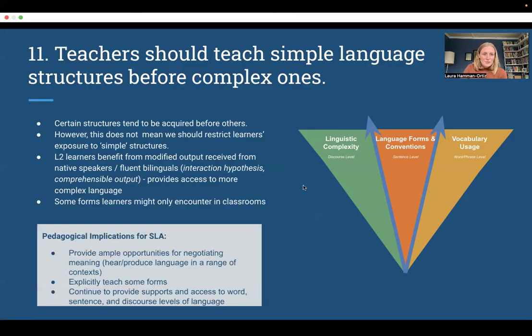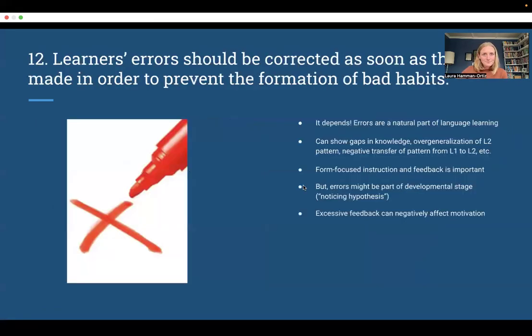All right, so pedagogical implications. One, going back to interaction, students need ample opportunities for negotiating meaning so they can hear and produce the language in a range of contexts. It is important to explicitly teach some forms that students might not encounter otherwise outside of the classroom space, but to also do that in thinking about how we can provide supports and access to word, sentence, and discourse levels of language.